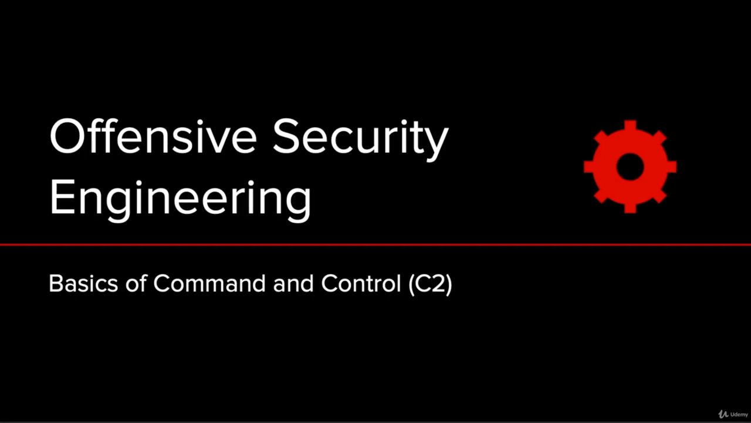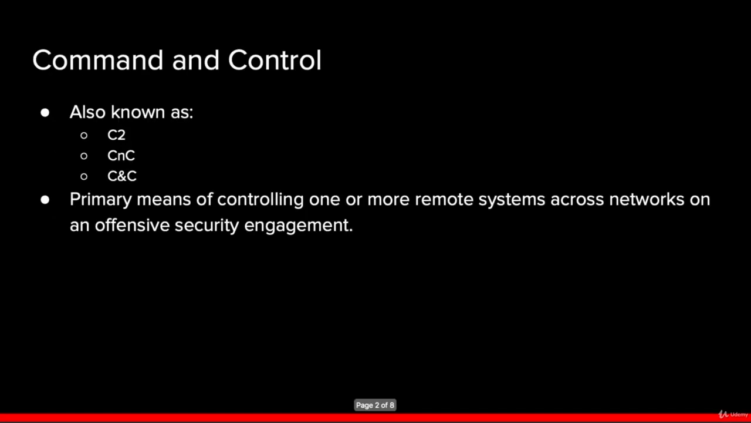Now that we're caught up on our network fundamentals, let's dive into another fundamental concept of this course. Command and control, or C2 as it's referred to in the shorthand, is the idea that we can establish a centralized command server that is capable of controlling one or more hosts across network boundaries.